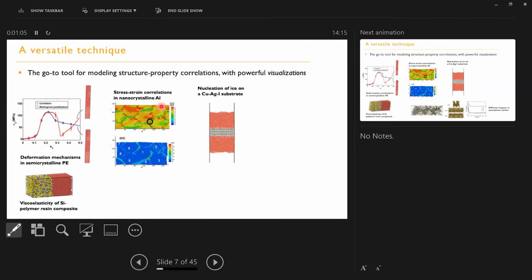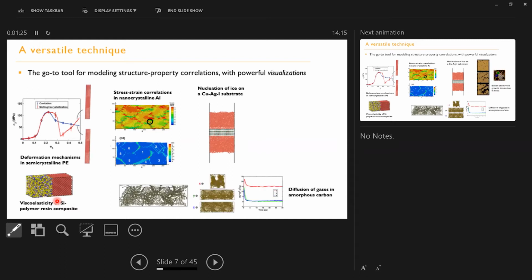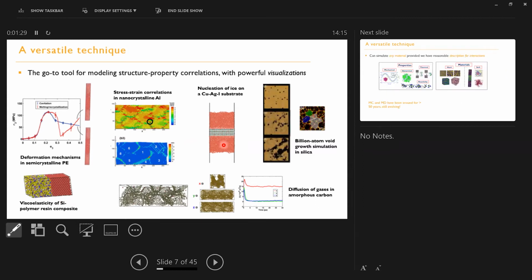The advantage of MD is that you can create very complex structures as well. For instance, some composite structure here. If you want to see how two different materials with different properties, like silicon and polymer, what sort of mechanical properties you get because of such a composite structure, all of these you can readily estimate. There are several examples. I won't go into too many details.